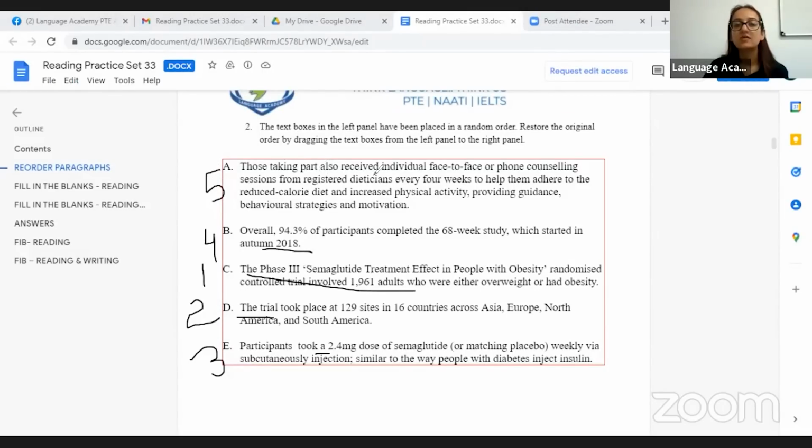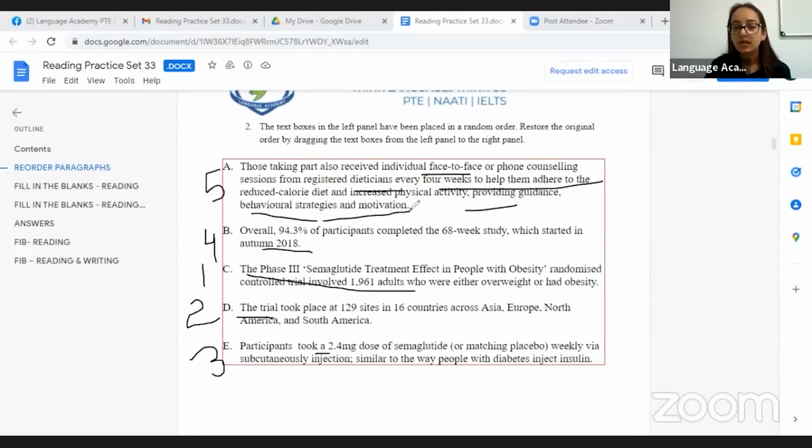Those taking part also received individual face-to-face counseling, and every 4 weeks they were given guidance and strategies and motivation, because it does not fit anywhere else. So the first 4 sentences about your study, one after the other in order, and then one which is talking about the same participant, but it's not in the study, so out of the study topic. So this will be the answer.